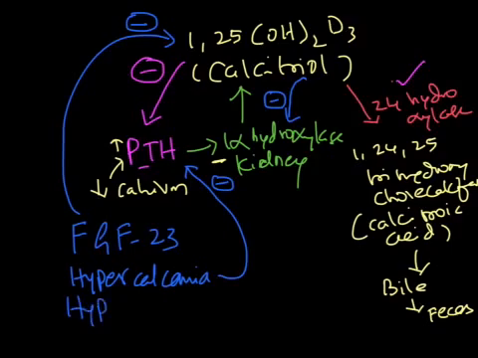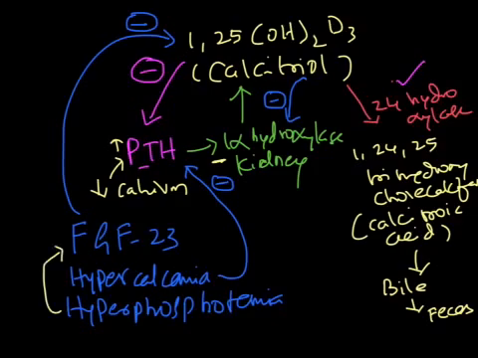Then hyperphosphatemia. Hyperphosphatemia also decreases 1,25 dihydroxycholecalciferol, but the mechanism is that hyperphosphatemia has a positive effect on fibroblast growth factor 23, and this fibroblast growth factor 23 will have a negative effect on 1,25 dihydroxycholecalciferol formation. So that's how hyperphosphatemia is going to decrease 1,25 dihydroxycholecalciferol. These are some of the regulatory points.